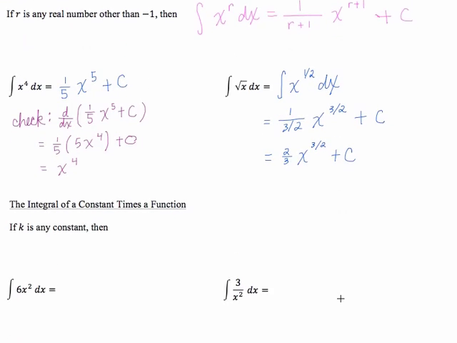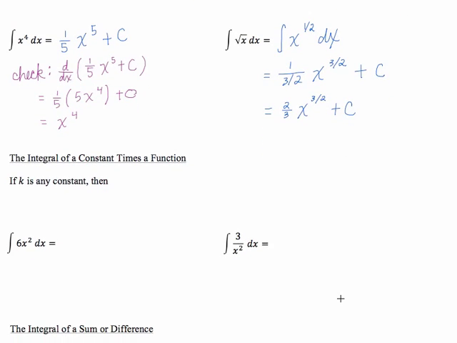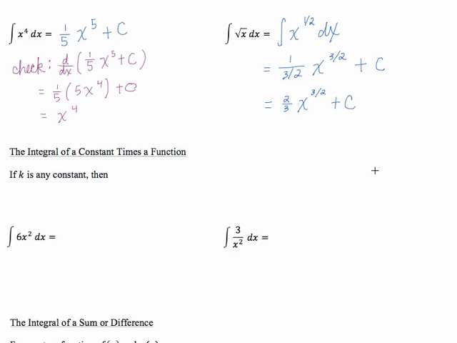Okay, the next rule is the integral of a constant times a function. If you have a constant k out in the front of a function, then the integral of k times some function f of x dx is equal to k times the integral of the function that you're trying to anti-differentiate. What I'm doing is bringing that k out front. And that's because when you differentiate, you can bring a constant out. So when you go backwards, it's the same thing. You can still bring a constant out.